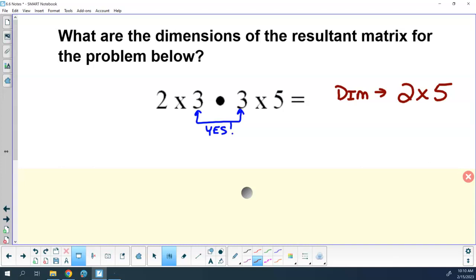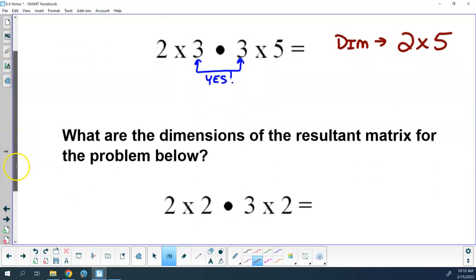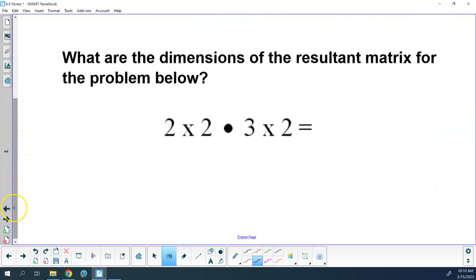So the middle two numbers, I can't stress this enough, have to be exact. And the outsides then give us that. Can I multiply those matrices? Why not? The middle two numbers are not the same.